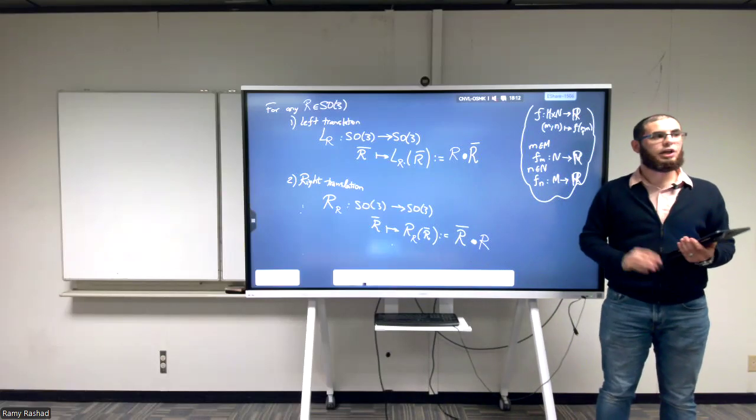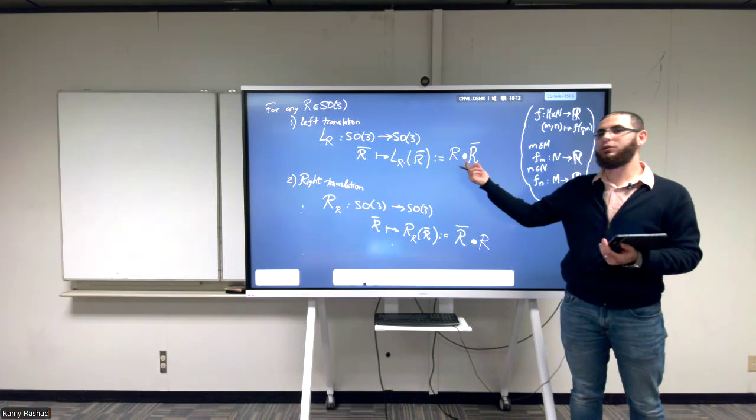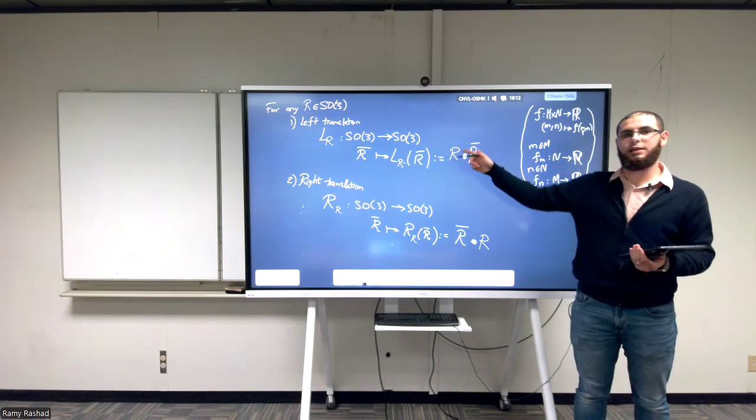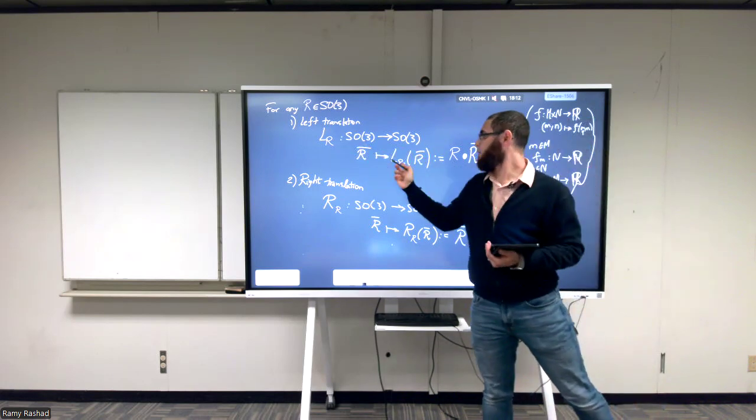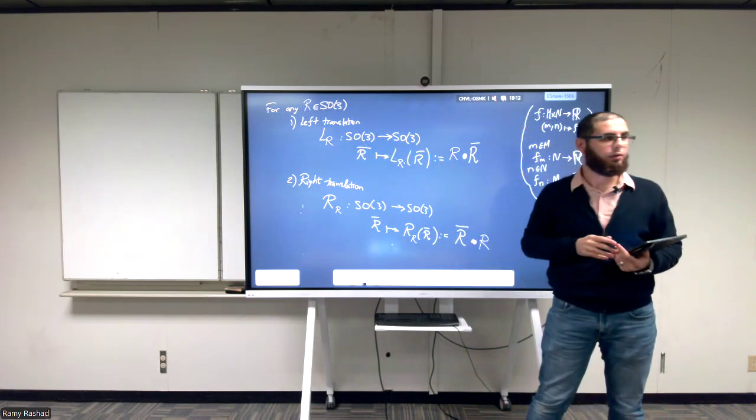So I just define two new maps from the old group operation that you're used to. The group operation takes two elements of SO3 like this. If I fix one of these R's, then I have a map that goes from SO3 to SO3.